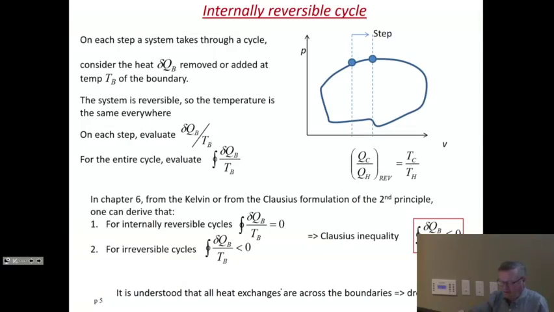Now, from chapter 6, from either the Kelvin or the Clausius formulation of the second principle, we will derive for you that for an internally reversible cycle, this is 0.